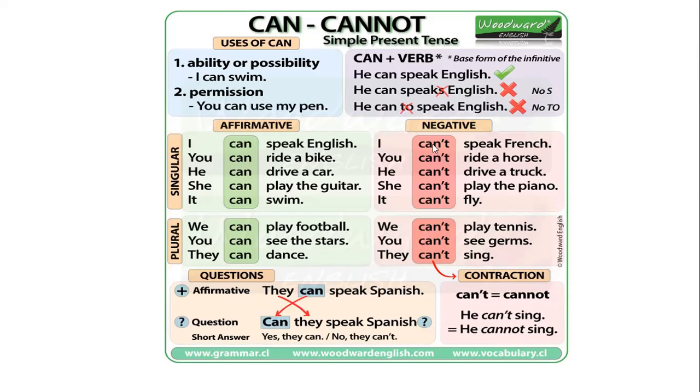After cannot, guys, it's the same: the verb and the complement. Example: I can't speak French. I cannot speak French, okay, guys? And how do we create a question? To create a question, first you put can first, then the subject, then the same as before, verb and complement, and at the end the question mark.